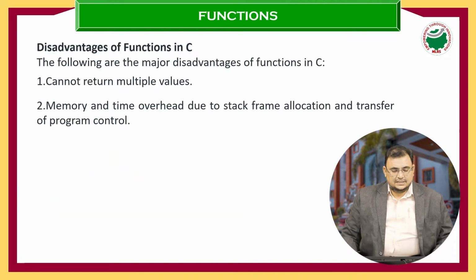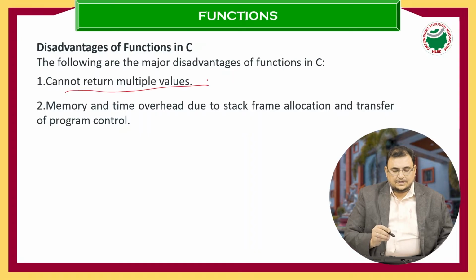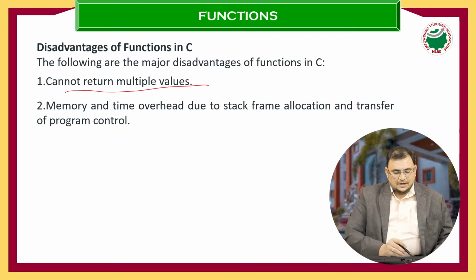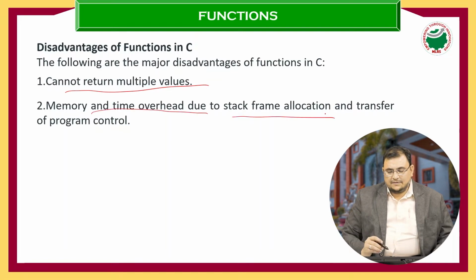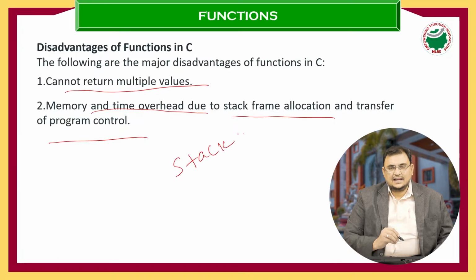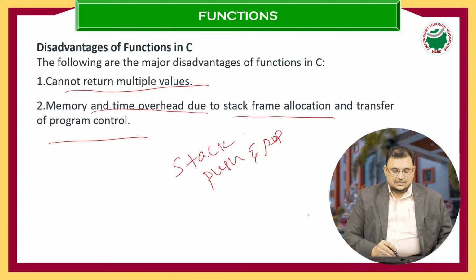Coming to the disadvantages of functions, a function cannot return multiple values. It can return a single value at a time. There is also memory and time overhead due to stack frame allocation and transfer of program control. Functions use local variables, and local variables use a data structure called the stack. The stack takes time for performing push and pop operations. Because of this, it is very slow.